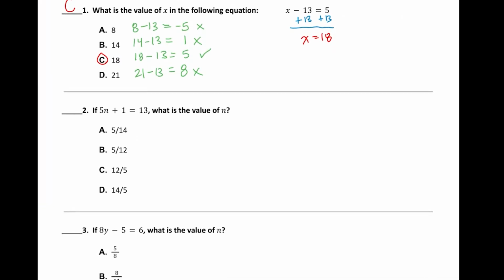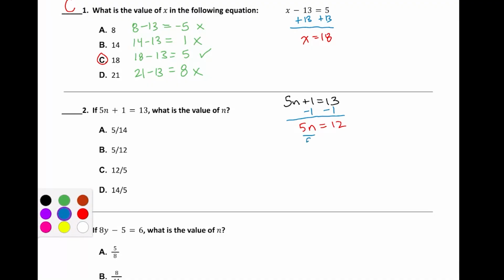Number 2, very similar problem. If 5n plus 1 equals 13, what is the value of n? So I'll start by just rewriting the problem over here to give me a little space to actually work this out. And we'll do the same thing on this one that we did on the last one, which is first I will work this out algebraically, and then we'll go back and go over how you might solve it if you forgot the algebra. So we're going to start by subtracting 1 on both sides to get 5n equals 12. And then finally, we need to divide both sides by 5.